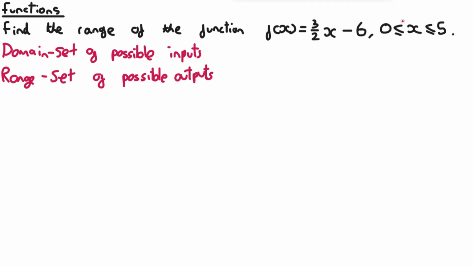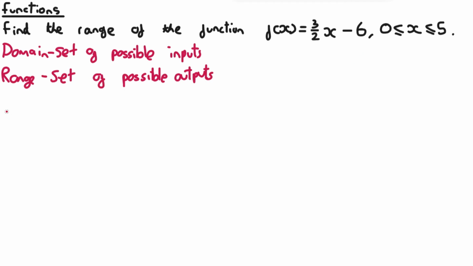So this is the domain, and we need to find the range. And for this example, as it's linear, this is very easy. The smallest value in the domain will be the smallest value in the range, and vice versa for the largest value. So this is the smallest value for the domain, and this will be the smallest value for the range.